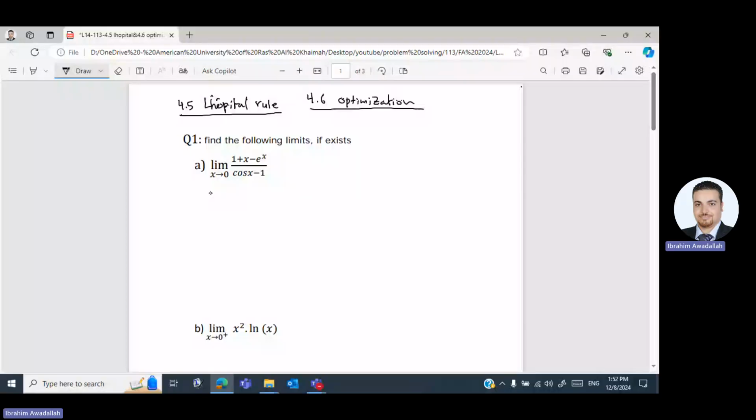Today we have two lessons, L'Hopital rule and optimization. We will solve like 4 parts for L'Hopital rule and 2 questions for optimization. Let us start with the first question where we have a limit.